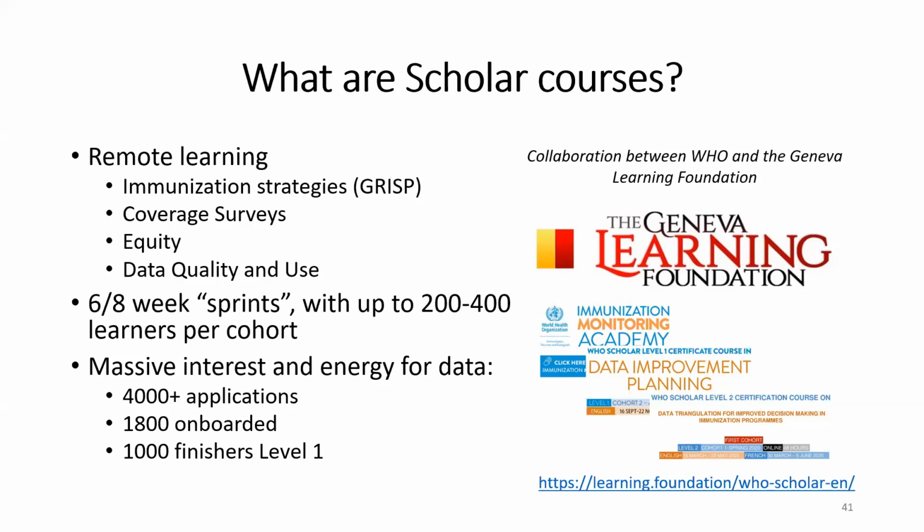I saw Baltazar, for example, in the chat box asks, what are the root causes for such discrepancies? So this is exactly what we would try to solve in that level one course on data improvement planning. So how do you detect problems, first of all? How do you find the root causes for those problems? And after you find those root causes, how do you implement improvement activities or interventions that will help you solve that.